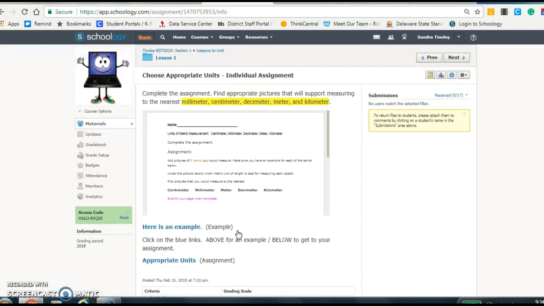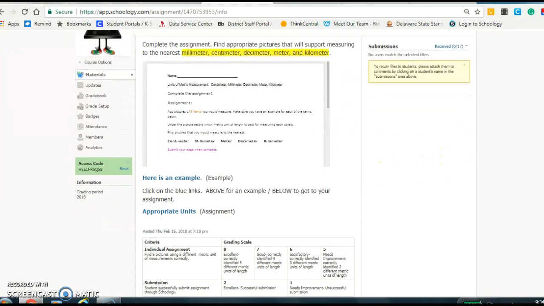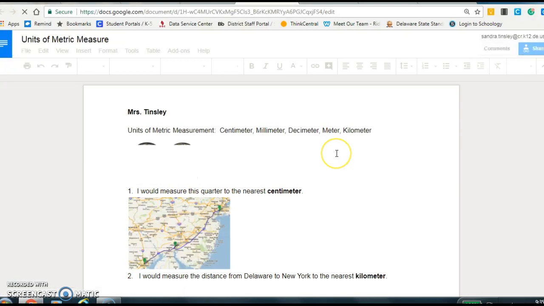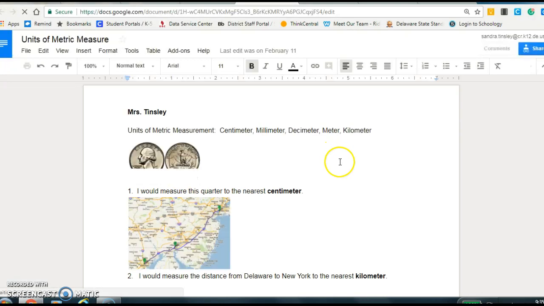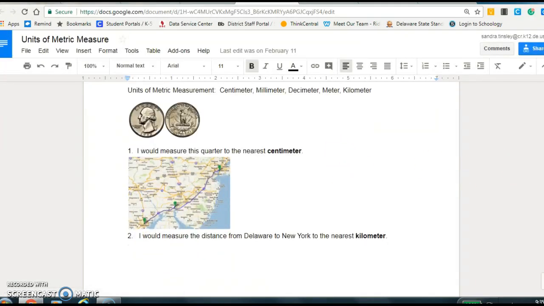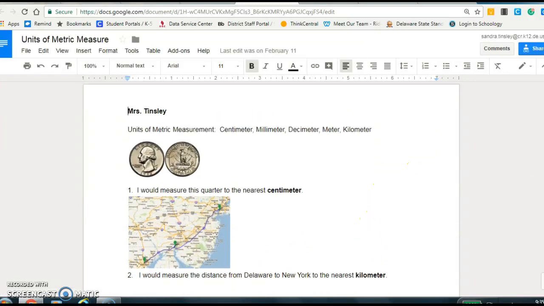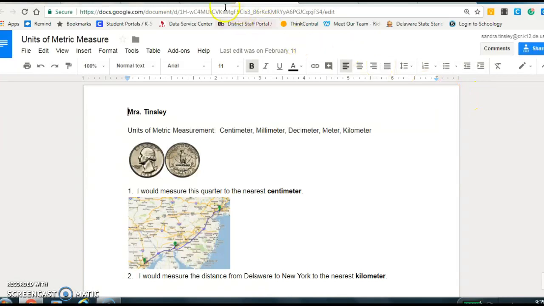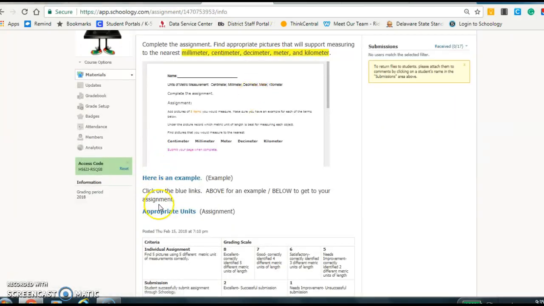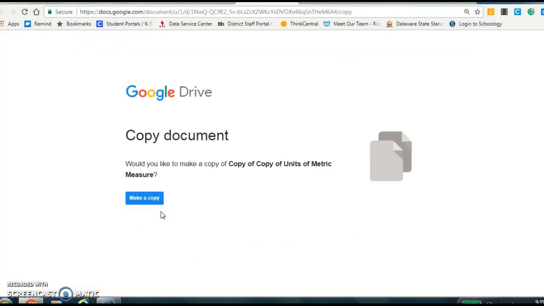Their individual assignment says complete the assignment, find the appropriate pictures that will support measuring the nearest millimeter, centimeter, decimeter, meter, or kilometer. And I have an example. Here's my example. I would measure this quarter to the nearest centimeter. I would measure the distance from Delaware to New York to the nearest kilometer. So I figure with my example, then they will go on to theirs.